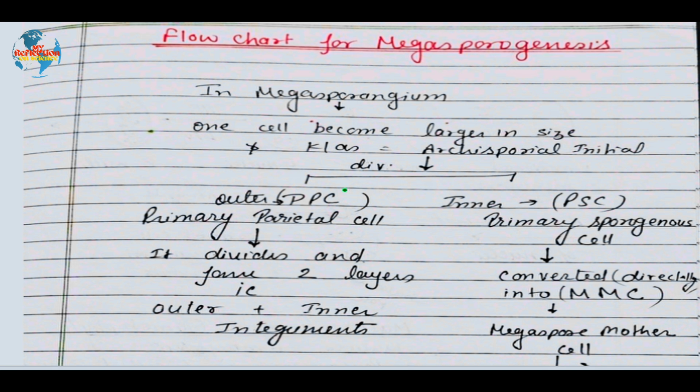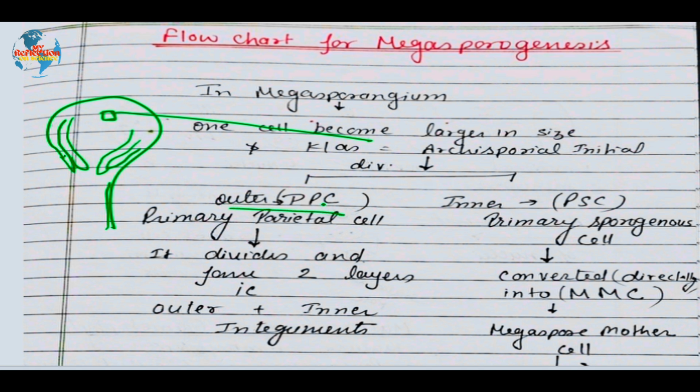As we discussed, in megasporogenesis we have this megasporangium. Now one cell of the megasporangium in the nucellus region becomes larger in size, and that is termed the archesporial initial. This cell is developed from any nucellus cell and will divide to produce two cells. The outer cell produced is the primary parietal cell, and the inner cell is called the primary sporogenous cell.